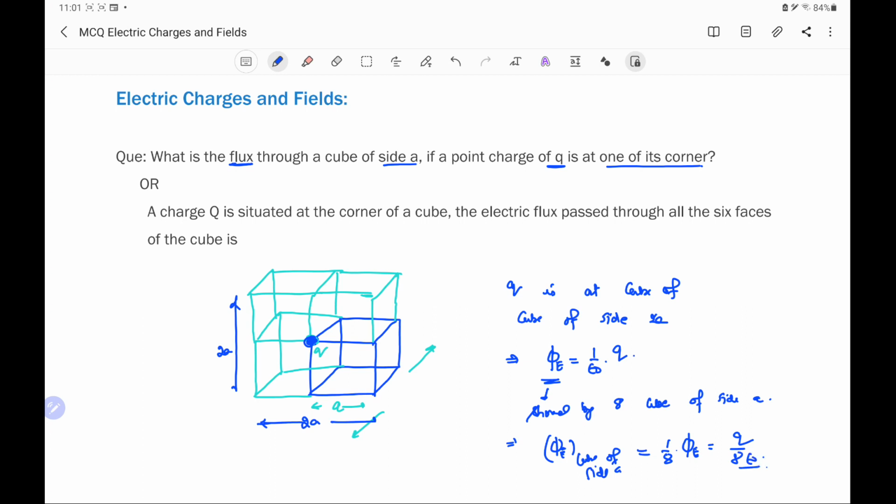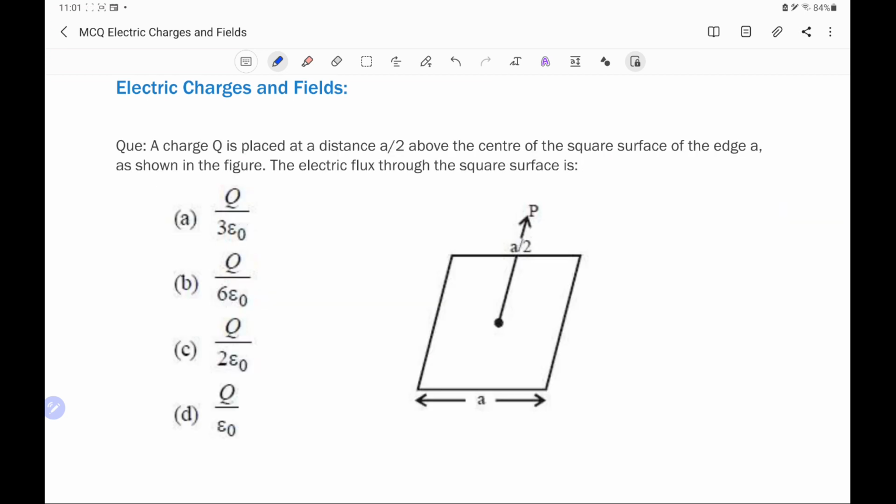This is the answer. In the alternative question, a charge Q is situated at the corner of a cube. Electric flux through all of the 6 faces, that means the cube of side A, is the same, Q by 8 epsilon naught. Next question is, a charge Q is placed at a distance A by 2 above the center of the square surface of edge A as shown in the figure. The electric flux through the square surface is.